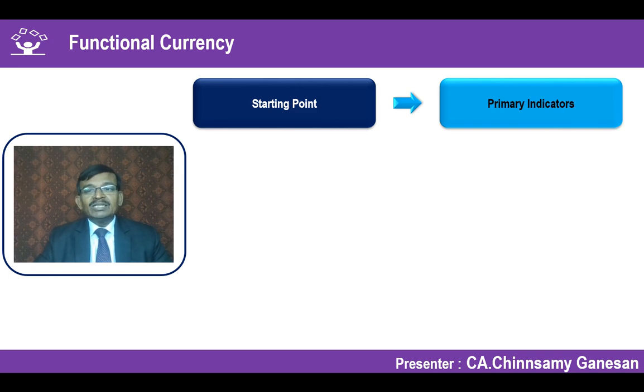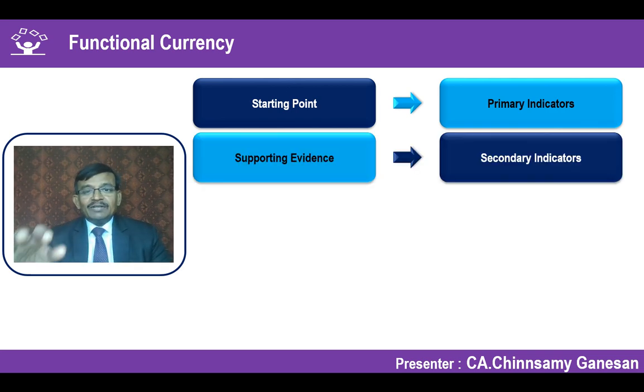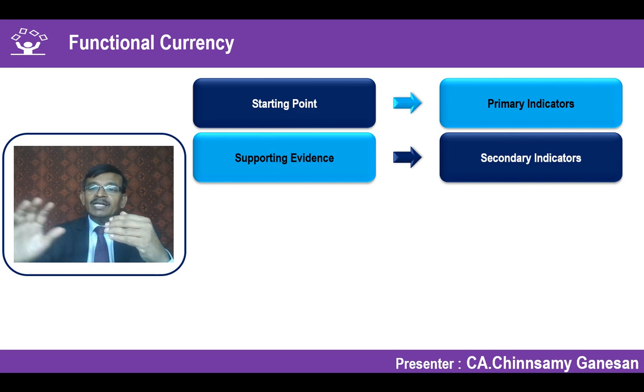the functional currency. Sometimes the primary indicators are not giving clarity, so we need some more additional guidance. So the standard gives supporting evidence called secondary indicators. Suppose I have a confusion whether US dollar should be considered as the functional currency or the Singapore dollar has to be considered as the functional currency for a Singapore entity, because the primary indicators seem to be mixed, then I will see whether any clarity is available in the secondary indicators, supporting evidence to say Singapore dollar is to be concluded as the functional currency.